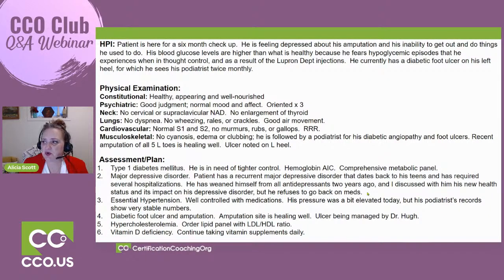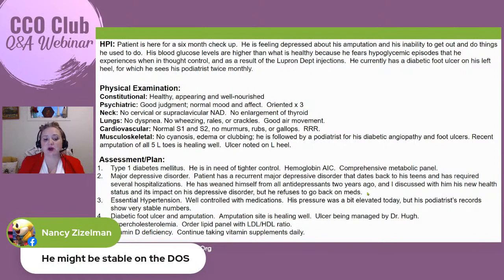Hypertension, well controlled, and the podiatrist's records show very stable numbers. A bit elevated today, but he's doing good. The foot ulcer and amputation. The amputation site is looking good, because there are codes for any complications to the amputation site. Notice they took his toes, kind of mid-foot, but he still has part of his foot. So it's not really a full foot amputation, but that's what it is looking at.